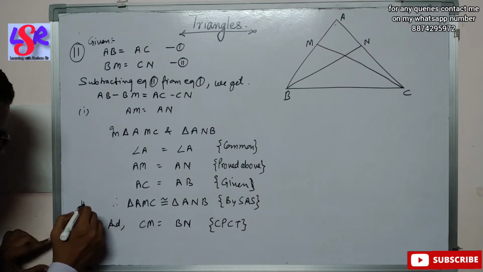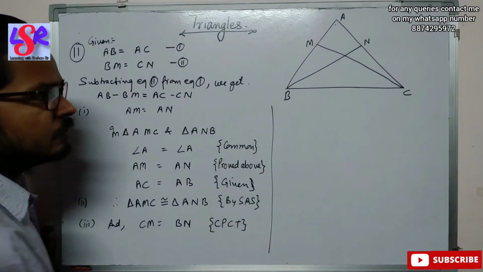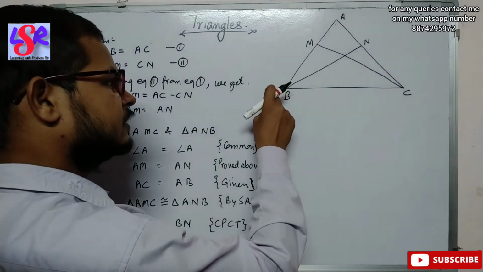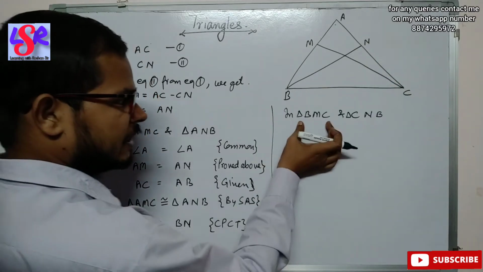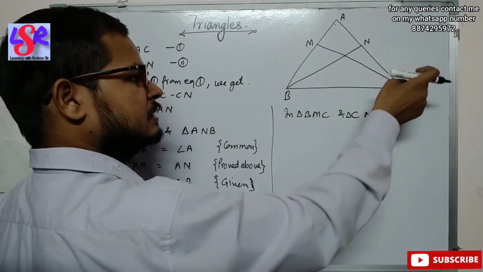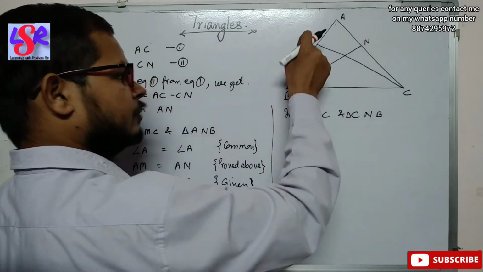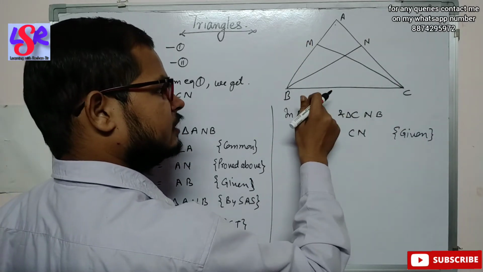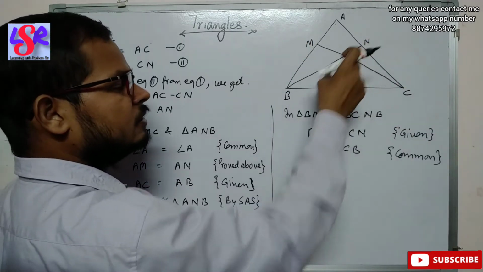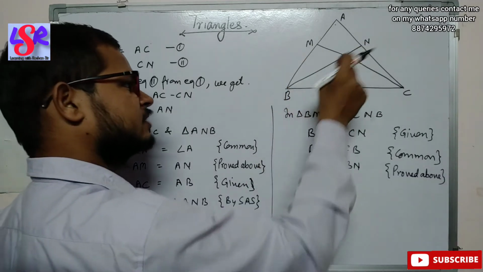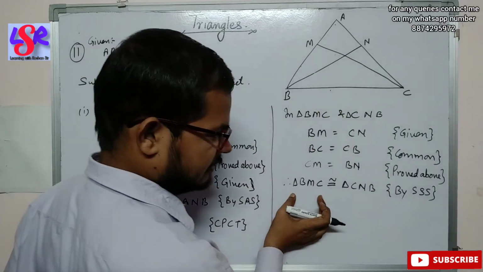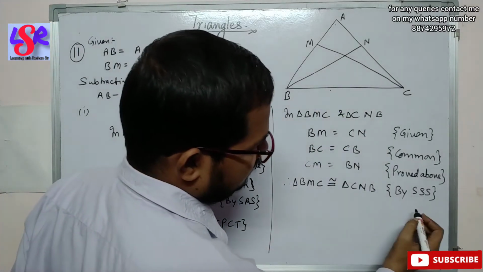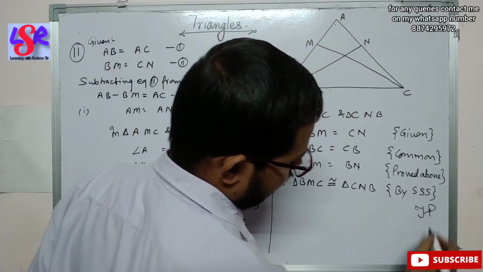So here we completed our second and third parts. Now let's move to the fourth part. Here we have to prove that triangle BMC is congruent to triangle CNB. So in triangle BMC and CNB, CN equals BM given to us, BC equals CB common, and CM equals BN proved above. Now to prove these two triangles congruent, we have used this side, and this one. Therefore triangle BMC is congruent to triangle CNB by SSS, hence proved.